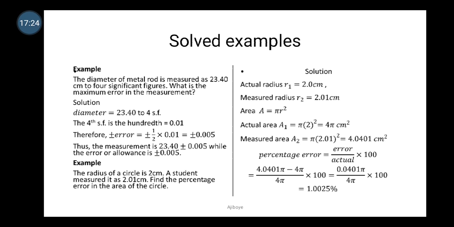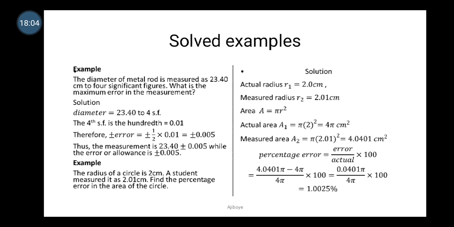So that's the meaning. Another example: the radius of a circle is 2 centimeters. A student measured it as 2.01 centimeters. Find the percentage error in the area of the circle. Okay, you have been given the radius. The actual radius is 2 centimeters, but the student measured it as 2.01 centimeters. They want us to find the percentage error in the area, not in the radius, but in the area. So what it means is that you will calculate the area using the actual radius, and you will calculate the area using the estimated radius.